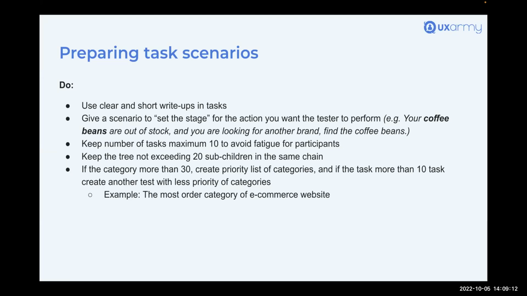If you have more than 30 categories, we suggest creating a priority list of categories, for example, the most ordered categories of an e-commerce website. And if your tasks are more than 10, we recommend creating another task set with lower priority categories, so the participant only has to do 10 tasks maximum.